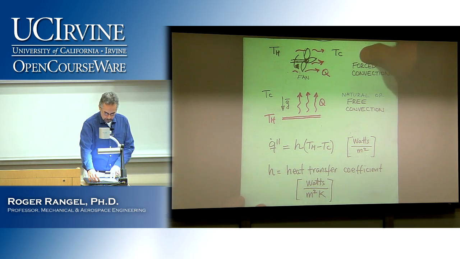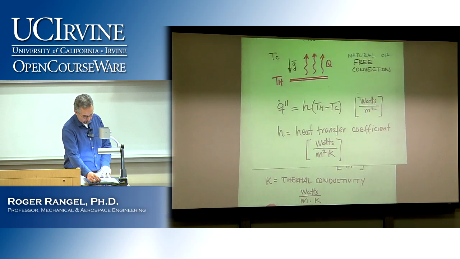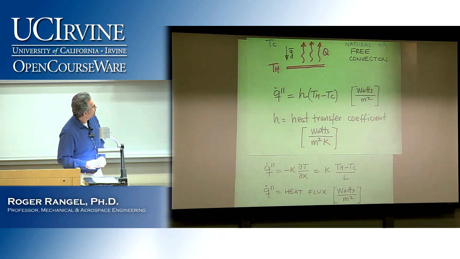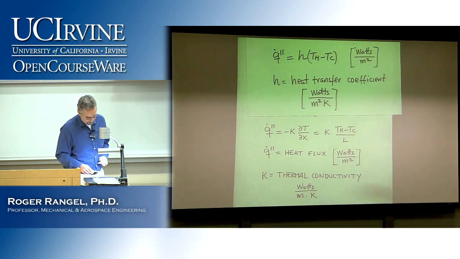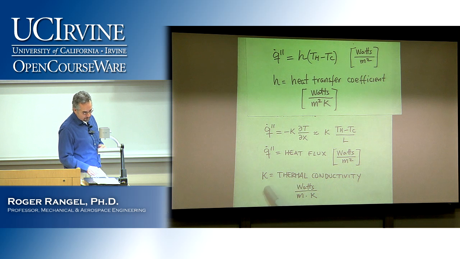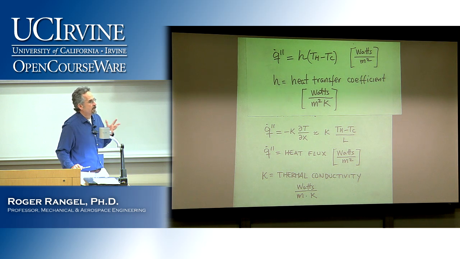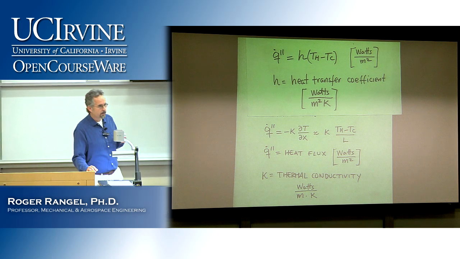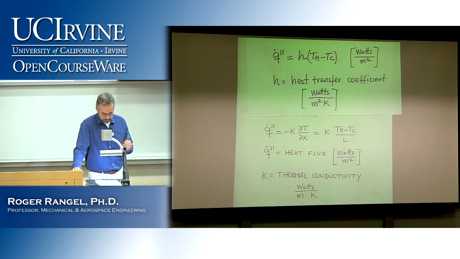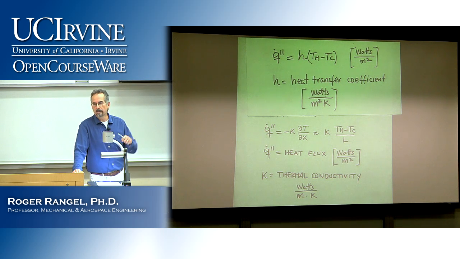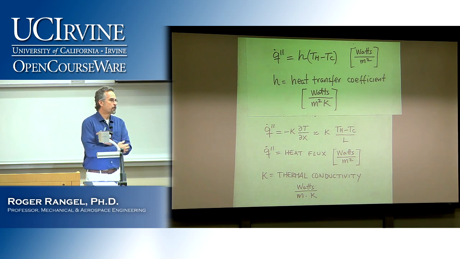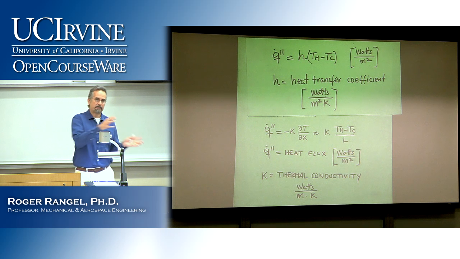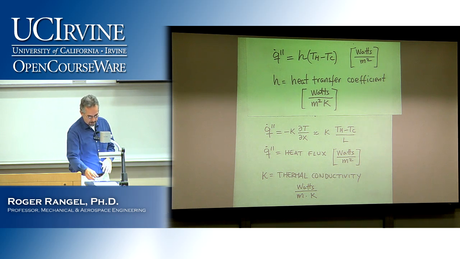Again, compared to conduction on the previous page, conduction required me to have this property. I told you the thermal conductivity is a property of the material, and you can look it up. You can go to a table, or you can look it up on the internet, whatever. You can find the thermal conductivity of many substances. It typically varies with temperature. So if you change the temperature, then the conductivity will change.